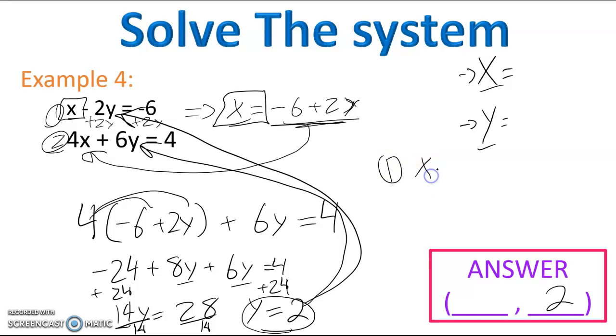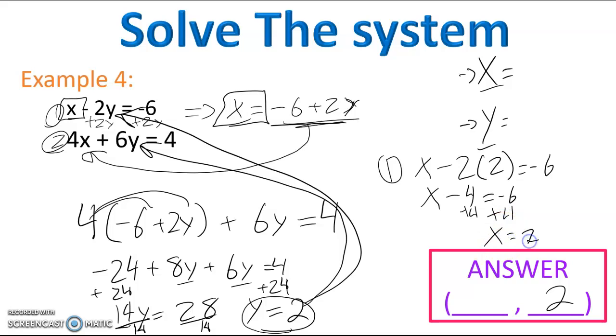I have an x minus, and I'm going to plug in my number for y, which again is 2. So instead of negative 2y, it's going to be negative 2 times 2, equals negative 6. From there, I'm going to simplify. It's going to be x, negative 2 times 2 is minus 4, is equal to negative 6. I'm going to add the 4 on both sides, and I'm going to get that x is equal to negative 2. And right there is our final answer for that system.